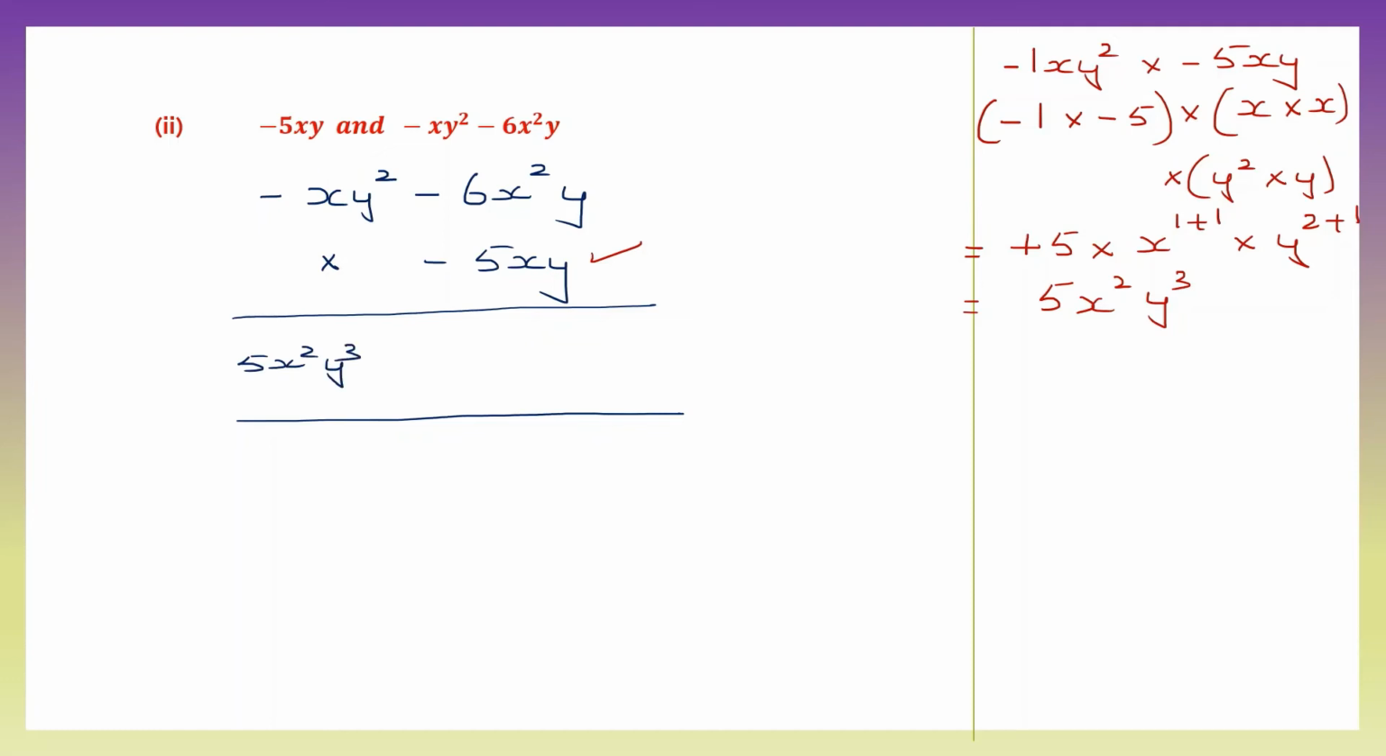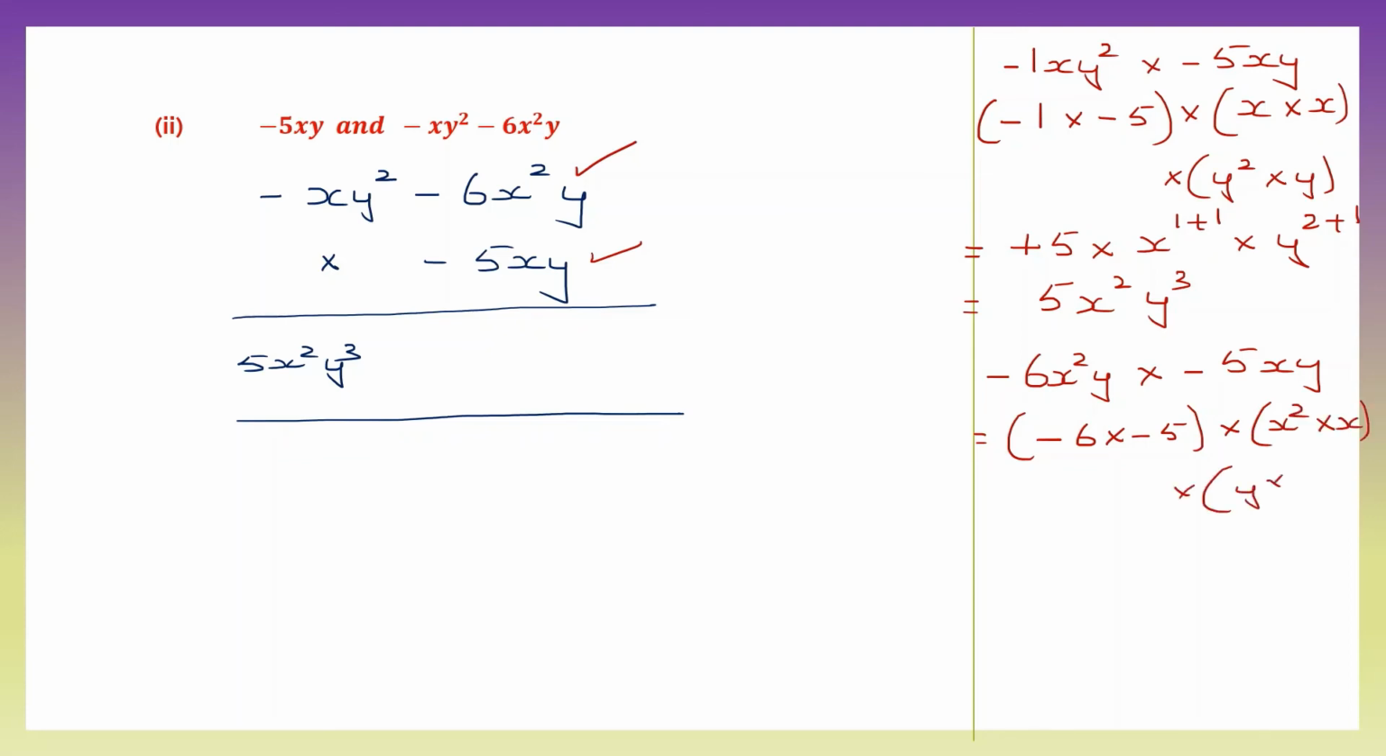Now that we have finished with this, let's take the next one and multiply this. So it is minus 6x square y into minus 5xy. So let's take only the numbers. Minus 6 into minus 5, x square into x, then y into y. So now let's multiply. Minus into minus is plus. 6 5s are 30 into x to the power of 2 plus 1 into y to the power of 1 plus 1. So that becomes 30. X to the power of 2 plus 1 is x to the power of 3 and y to the power of 2. So here we have a plus sign. So let's write the plus sign plus 30 x cube y square.